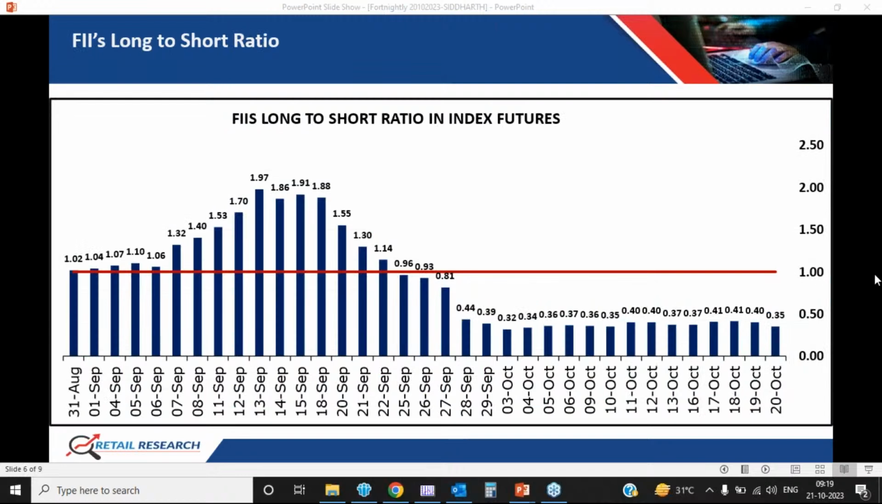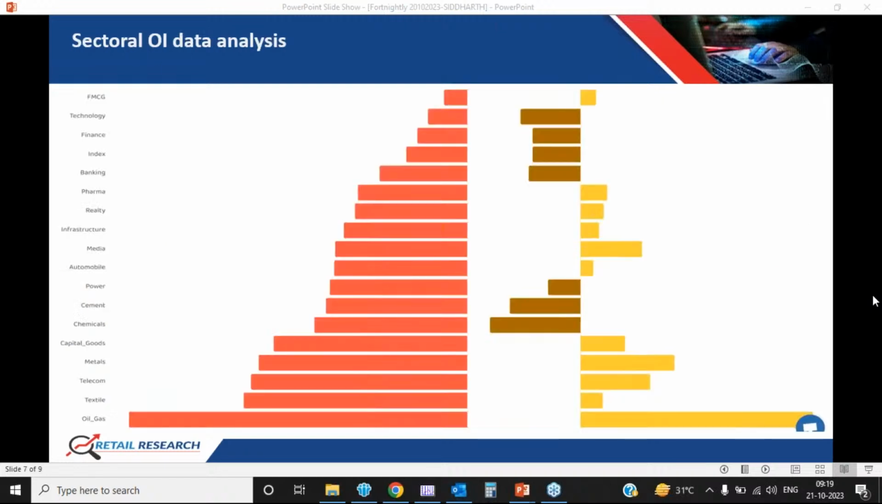Over the past week, we have witnessed some inventory development in Nifty. Next slide, this is the FII long to short ratio. I think the FII long to short ratio is currently moving sideways for the last 2 weeks, suggesting that it may go towards the oversold territory of the 0.20, 0.10 level in coming sessions.